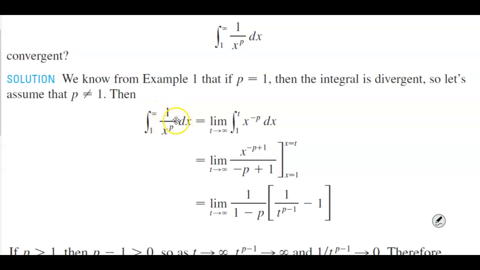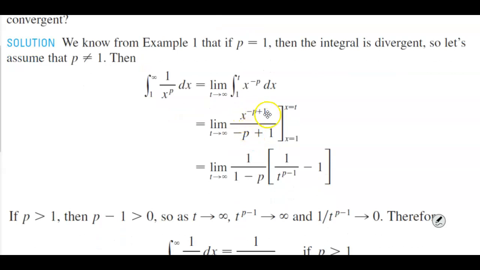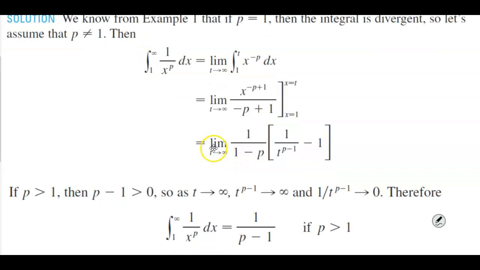So here we have our integral, and then we're going to use our exponent rule. We're also going to use our rule where t approaches infinity. So we're going to have the integral from 1 to t of x to the negative p dx. Now, when we take the antiderivative of that, it becomes x to the negative p plus 1 over negative p plus 1, with a lower limit of 1 and an upper limit of t. So now if we apply the upper and lower limit, we end up getting the limit as t approaches infinity of 1 over 1 minus p times 1 over t to the p minus 1, minus 1.